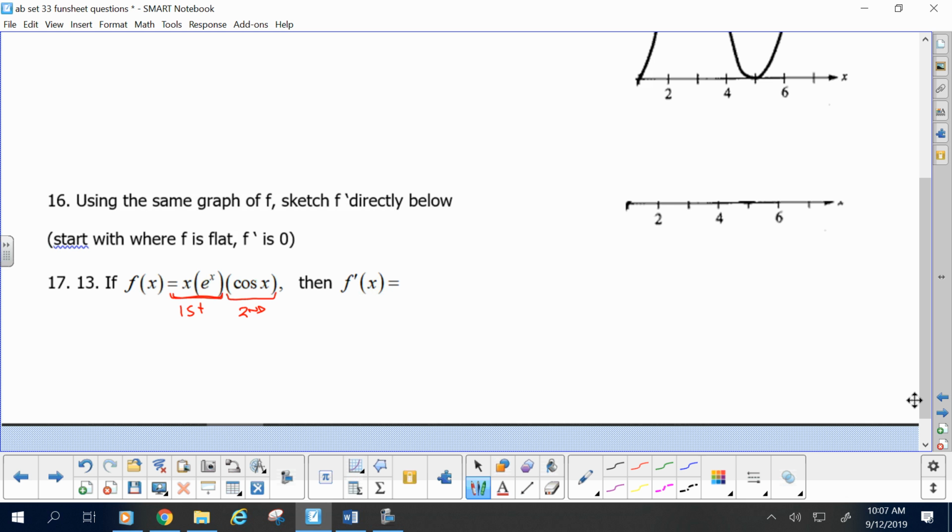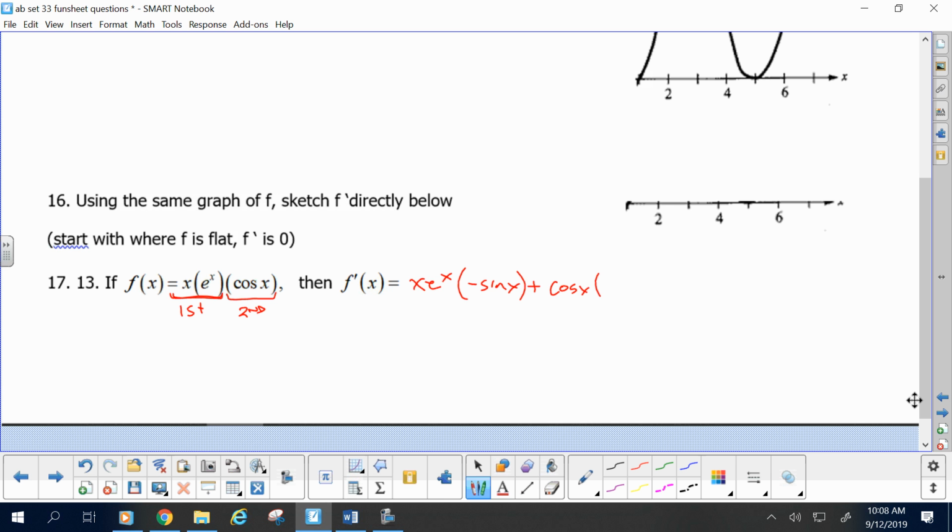Brian asked about this yesterday, so I guess I understand why he's not asking. Let's go. Product rule. First stays the same, so what do I write? e to the x, x e to the x stays the same. Derivative of the second is? Okay. First part of the product rule done. Plus, second stays the same. What do I write? Cosine of x times the derivative of the first.